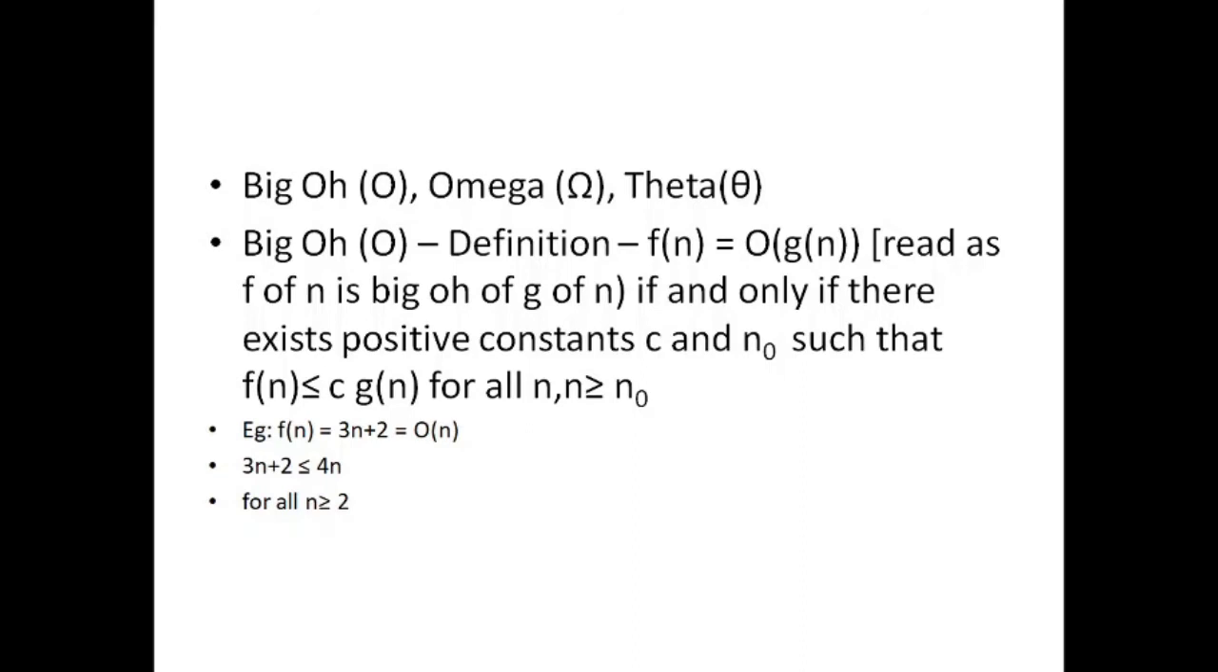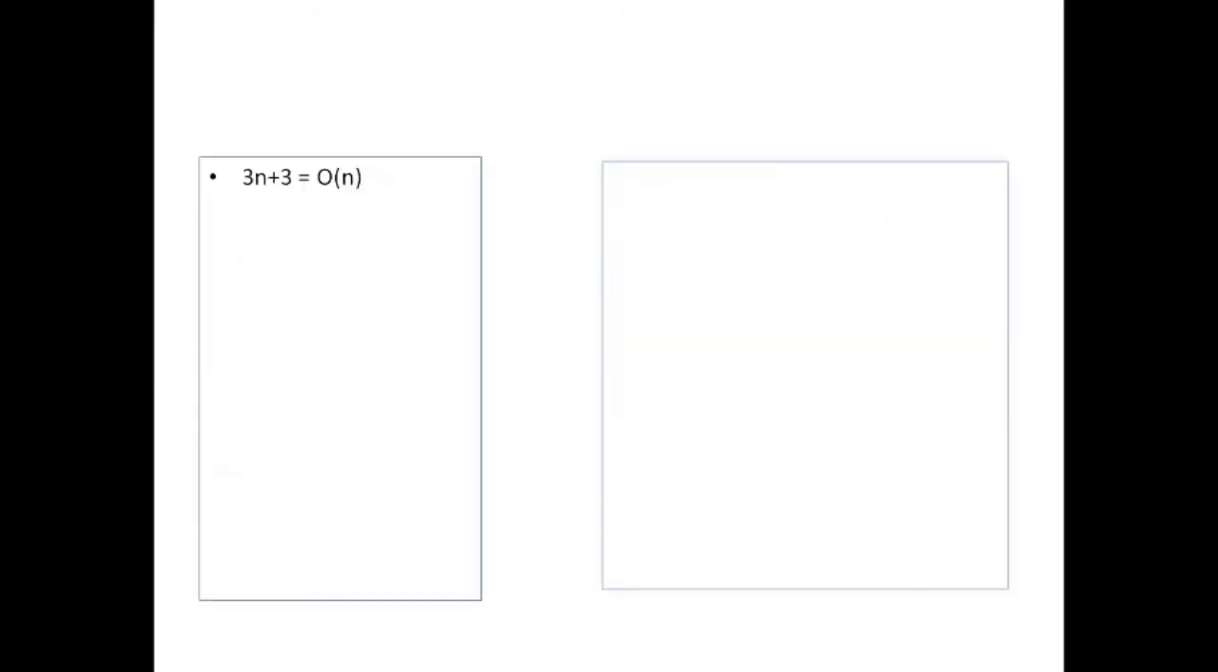Now we'll look at a few more examples of how we convert a function f(n) into a big O notation. Here we have 3n plus 3 equal to order of n. So again, we are writing 3n plus 3 as order of n. We can write it in these terms only if we find two constants c and n0, such that 3n plus 3 is less than or equal to the constant times n for all n greater than or equal to n0.